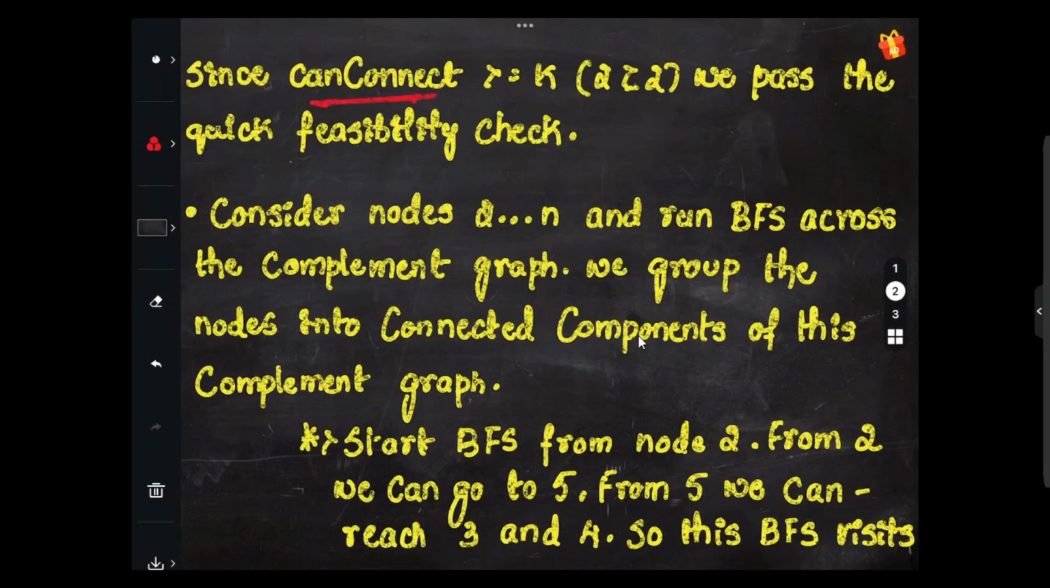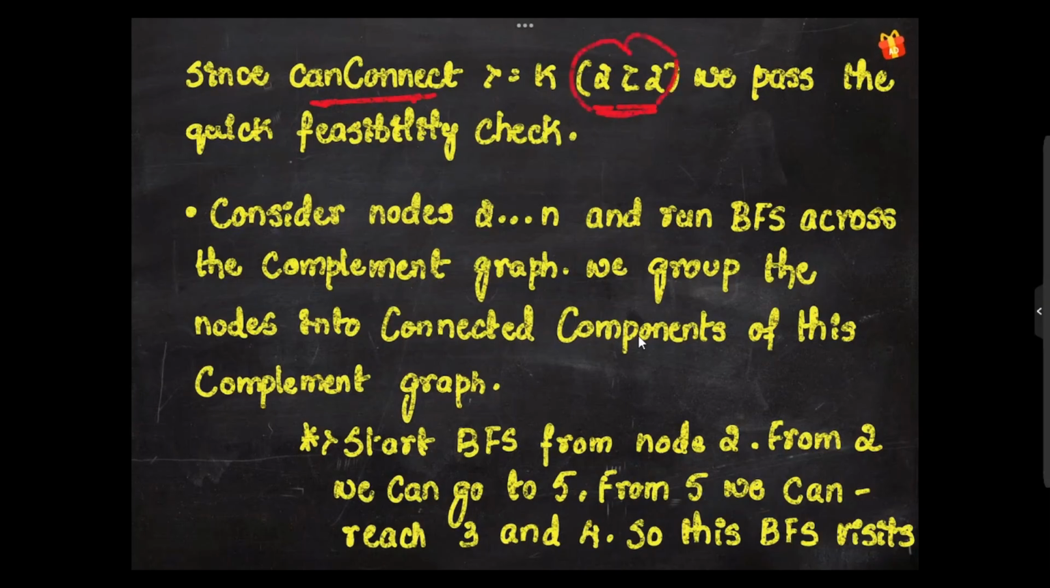Since can connect, this variable, has to be greater than or equal to k, 2 is obviously equal to 2. So 2 greater than or equal to 2, we will check. So we pass the quick feasibility check here. This is just the variable name, we are making use of can connect. This has to be greater than or equal to k accordingly with the question. So k we have been given 2, and we have considered can connect as 2 as well. 2 greater than or equal to 2, yes. So we pass the quick feasibility check here.